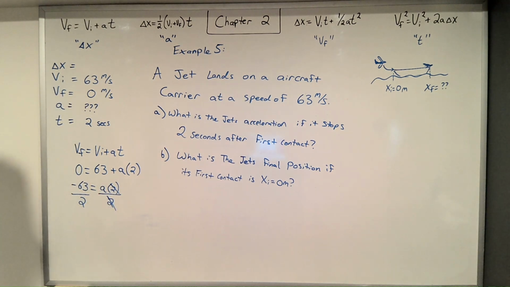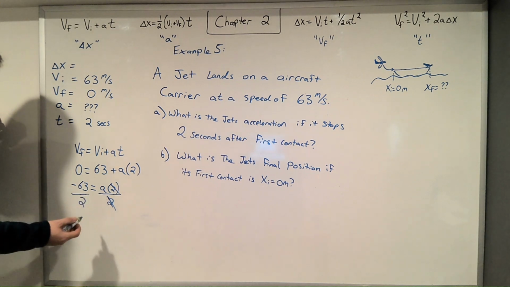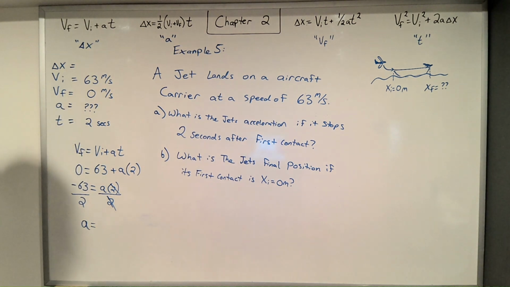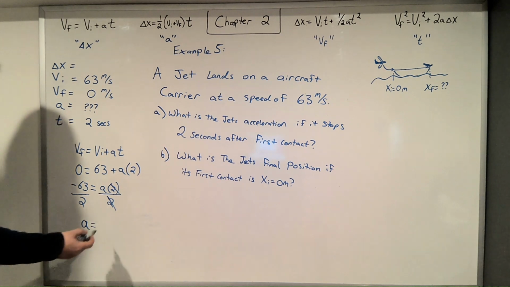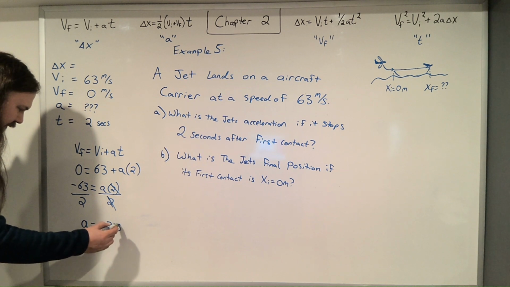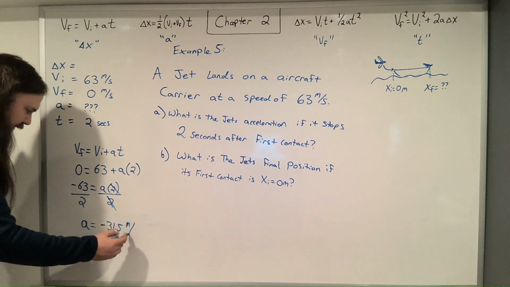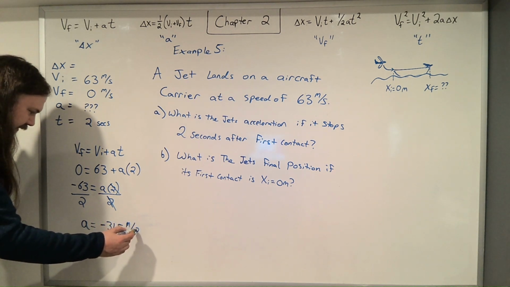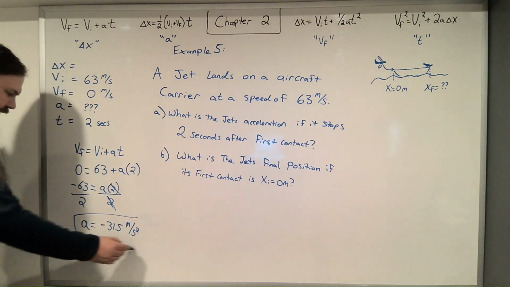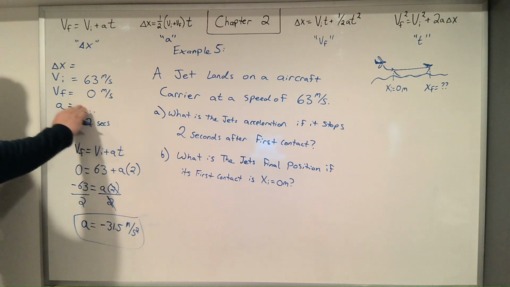Okay? So now I'll have a, so again, I will flip the equation around so it solves out nicely. I have a is equal to negative 63 divided by 2. What's 63 divided by 2? Well, we'll get negative 31.5. And it's an acceleration, so that's meters per second squared. All right, so there's our acceleration. I'm going to add it to our table.